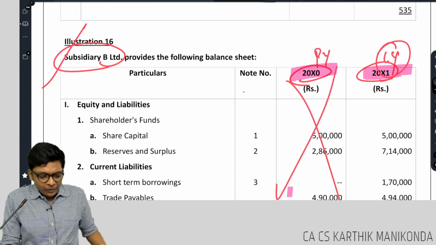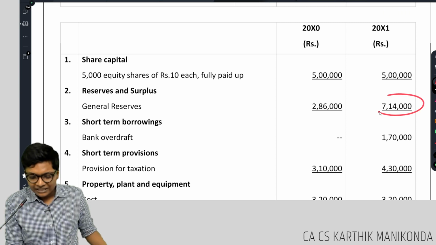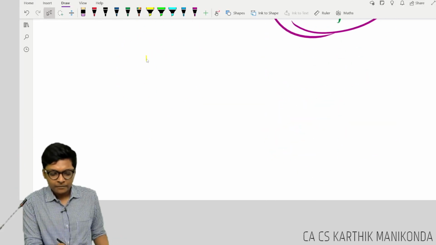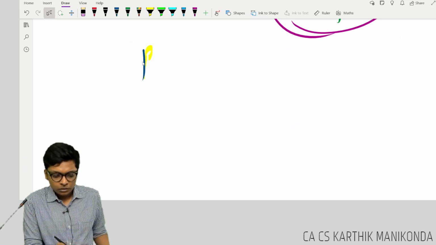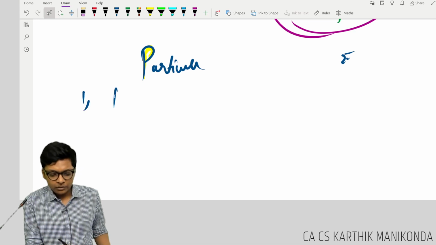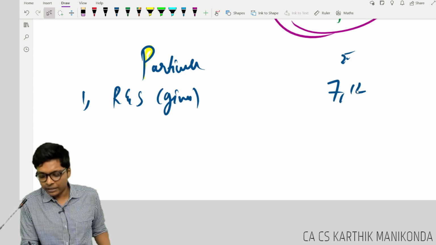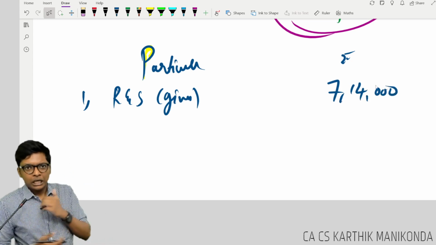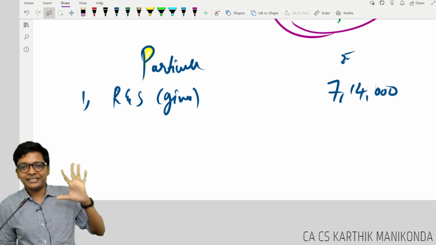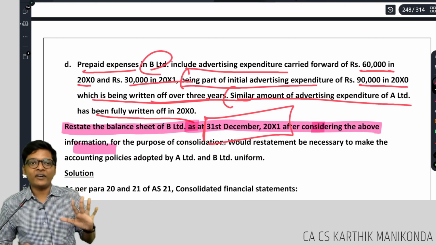Let's go. So let me take the reserves. Look at the reserves of the subsidiary. How much? 7,14,000. So I will prepare a small table. Particulars, amount, item, reserves and surplus as given, which is 7,14,000. Now I have to pass my rectification entries and make the changes. Let us pass the entries, guys. Let's come from reverse. Have you understood so far, guys?